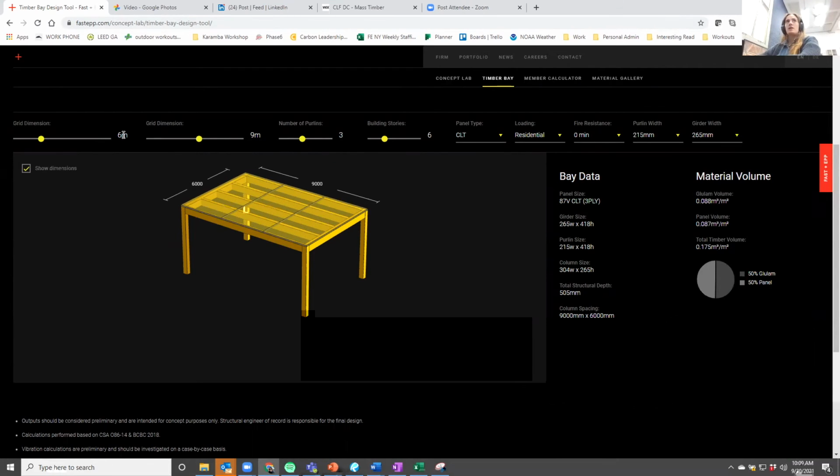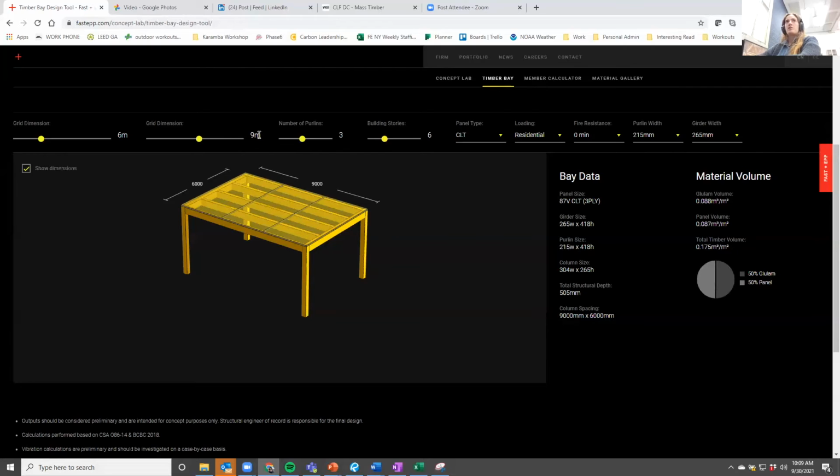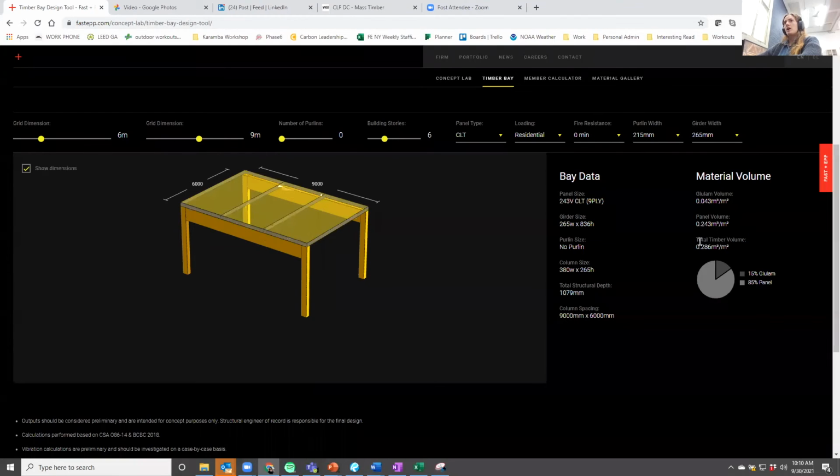So here I'm looking at about a 20-foot by 30-foot grid. And you'll see here the total timber volume is about 0.175 cubic meter per square meter of area of the building. But if I just go ahead and drop the number of purlins, let's say I don't want to have any purlins or intermediate beams, and I just want a girder and slab system, that number goes way up because I need a thicker CLT panel. So obviously I'm going to have a lot more carbon in this building because I have a lot more material. I have a lot more beams and columns and slab.